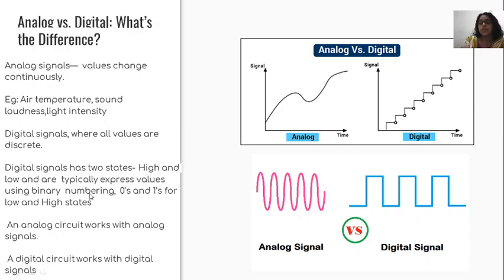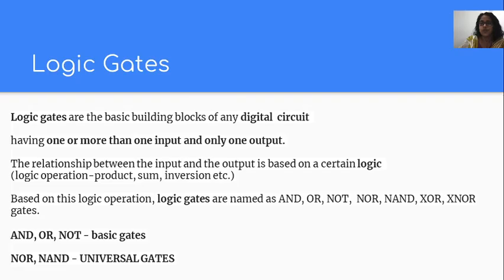And there are two types of circuits: analog circuit and digital circuit. Analog circuits work with analog signals, like continuous variation of signals, but digital circuits handle digital signals having two stable states, either high state or low state. Hope you understand digital circuit and analog circuit, digital signal and analog signal. Okay, let's move further. So coming to logic gates.